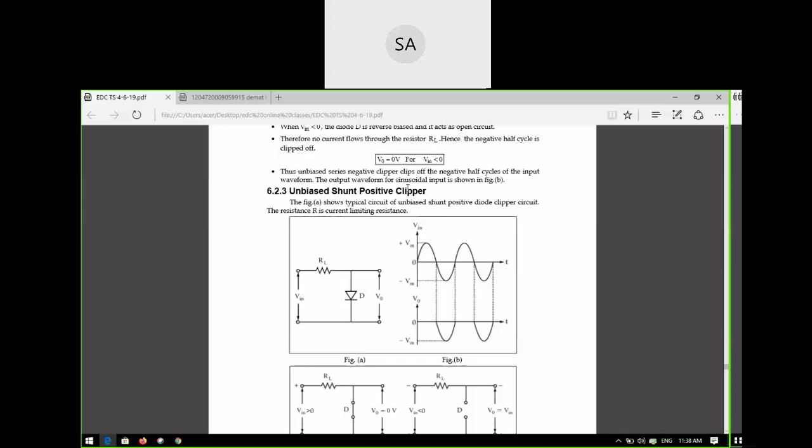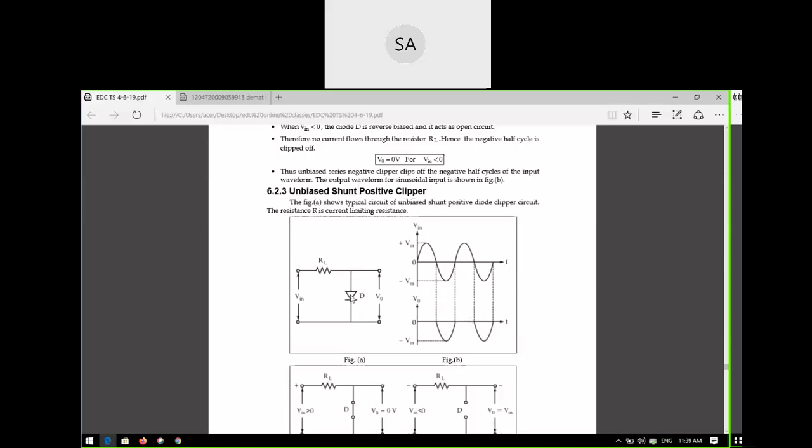So it is also the same thing. The output waveform will not change. But what is the output waveform? It is clipped of the positive half cycle, correct or not? So in the series positive clipper also the waveform will not change. So what is changing? The circuit diagram will change.